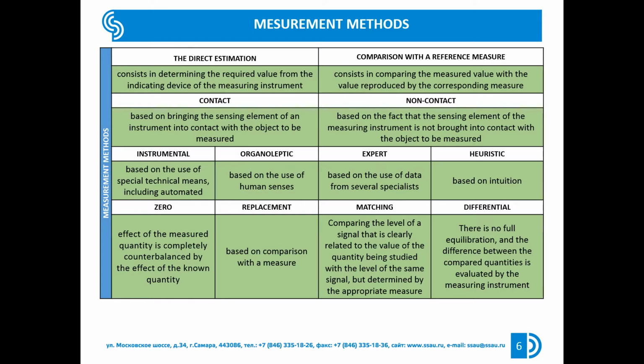The instrumental method is based on the use of special technical means, including automated. The expert method, which is based on the use of data from several specialists, for example, in qualimetry, sport, art, medicine. Heuristic methods, which are based on intuition. A widely used method is pairwise comparison, where measured values are compared with each other in pairs, and then a ranking is made based on the result of this comparison. Organoleptic evaluation methods are based on the use of human senses.